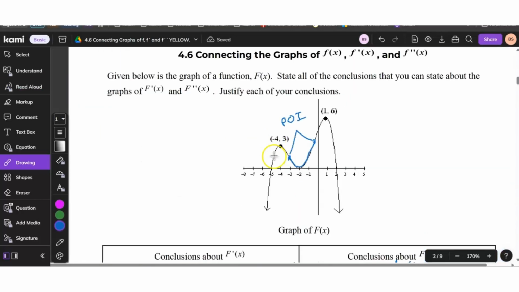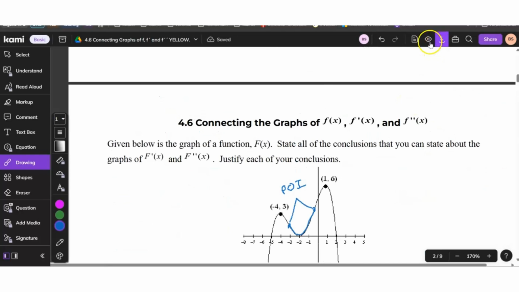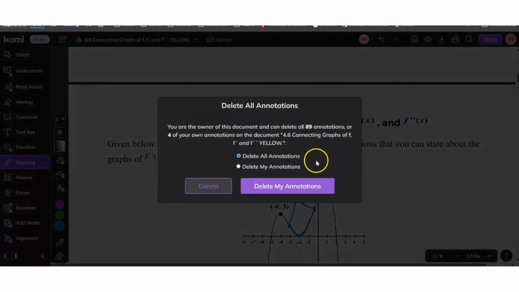All right. So, apparently I forgot to erase everything. Let's erase it all. Whoops.